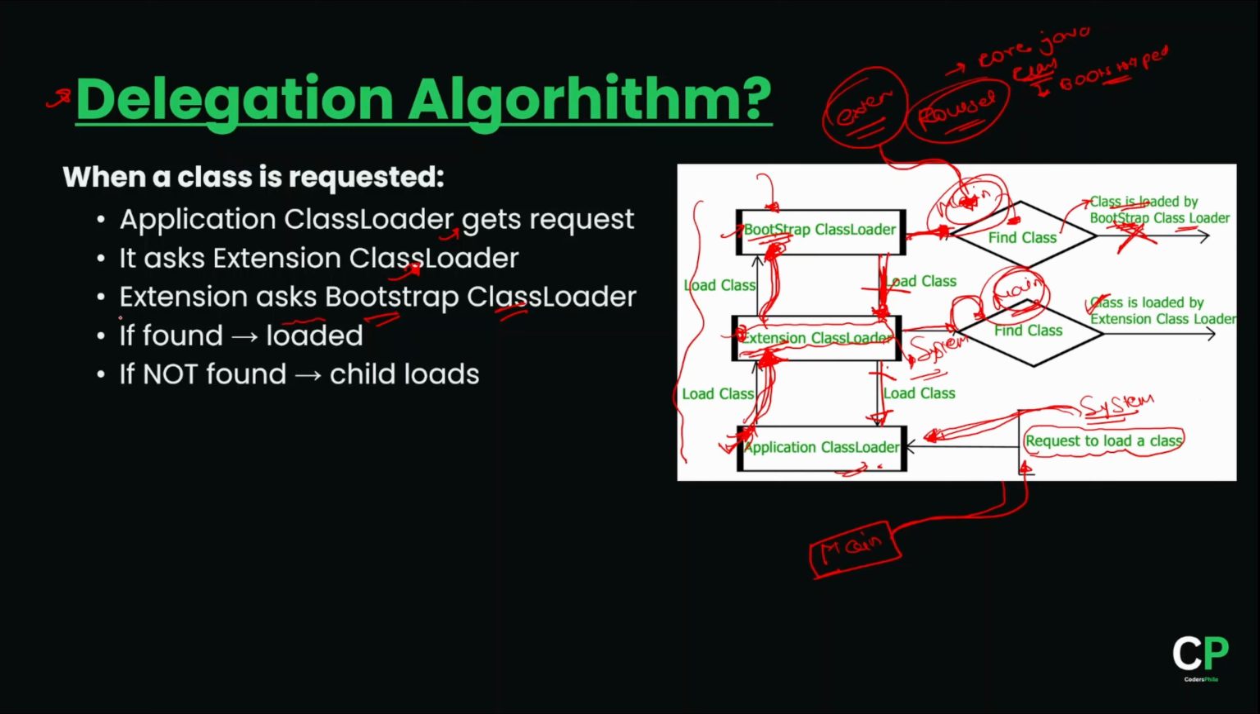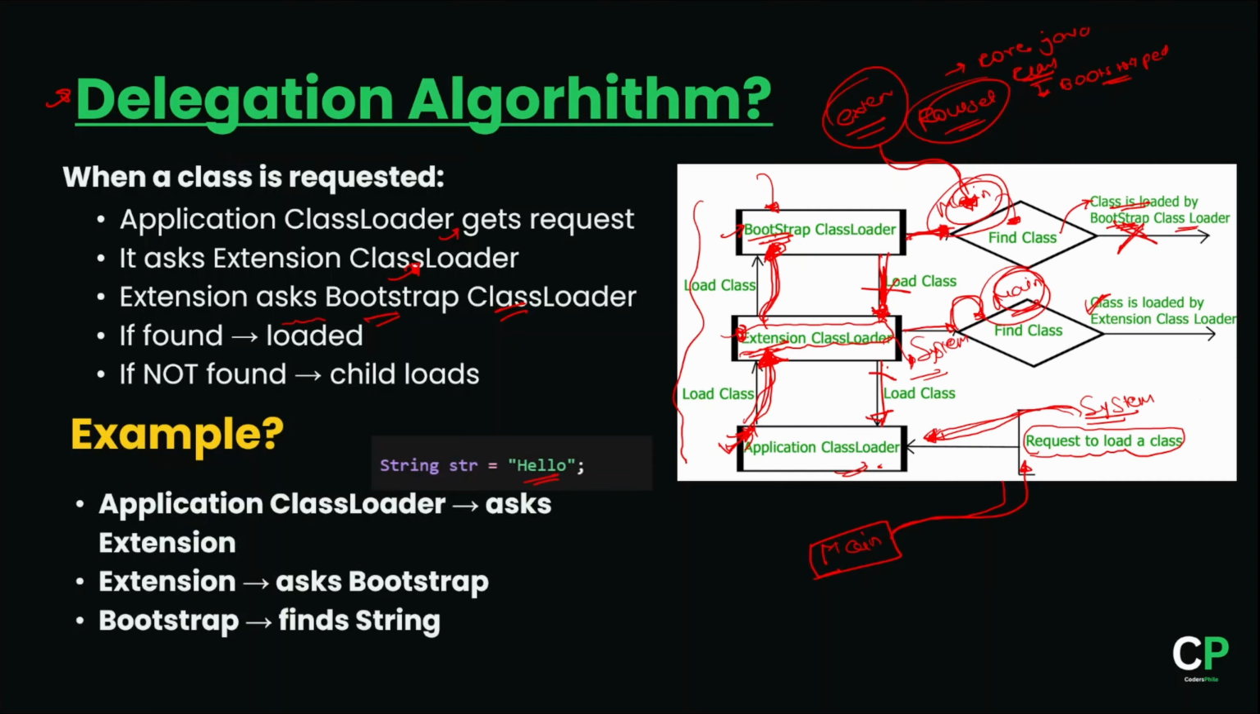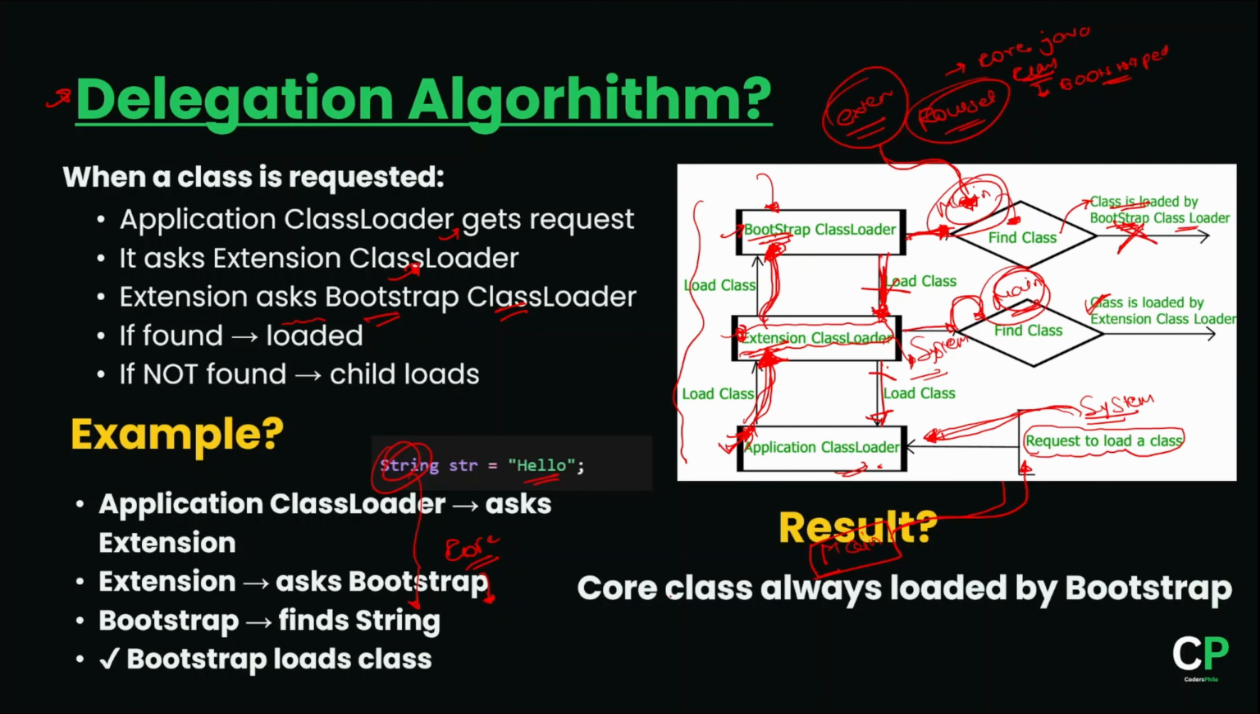So if found, it is loaded; if not found, the child loads. For example, String str = "hello". The application class loader will ask the extension class loader, which will ask the Bootstrap class loader. Since String is a core Java class, the Bootstrap class loader will find this class and directly load it. Bootstrap loads the class. So it ensures that a core class is always loaded by the Bootstrap class loader. The request of loading any class is first passed to the Bootstrap class loader, and only if the Bootstrap class loader fails to load this class is the request passed to the extension class loader.